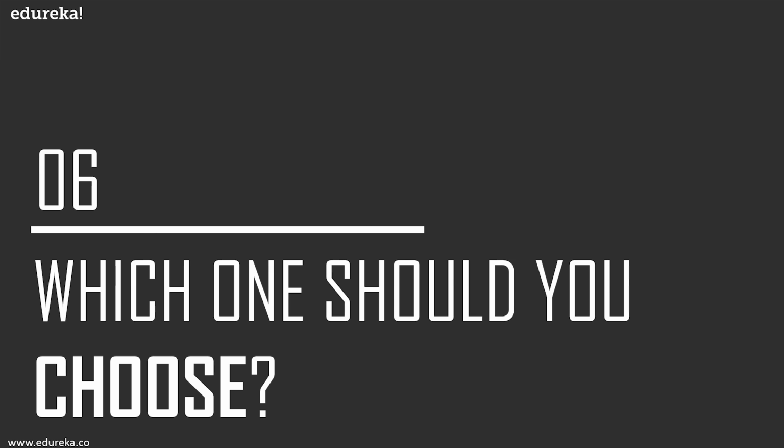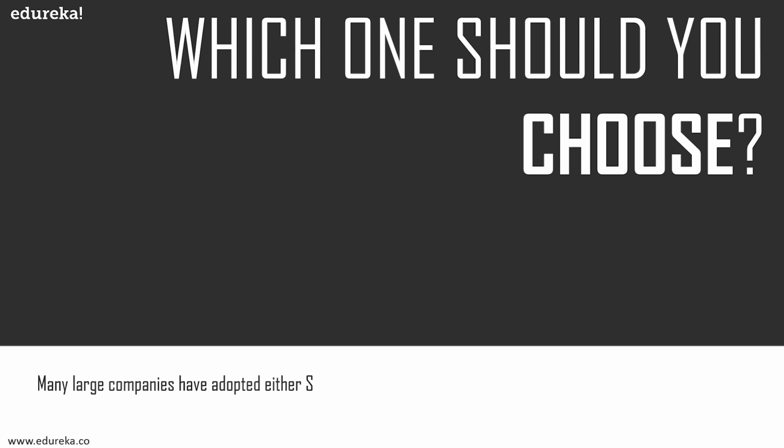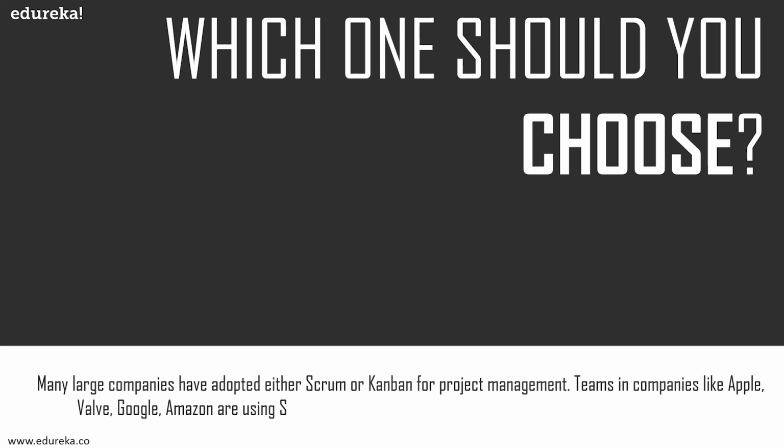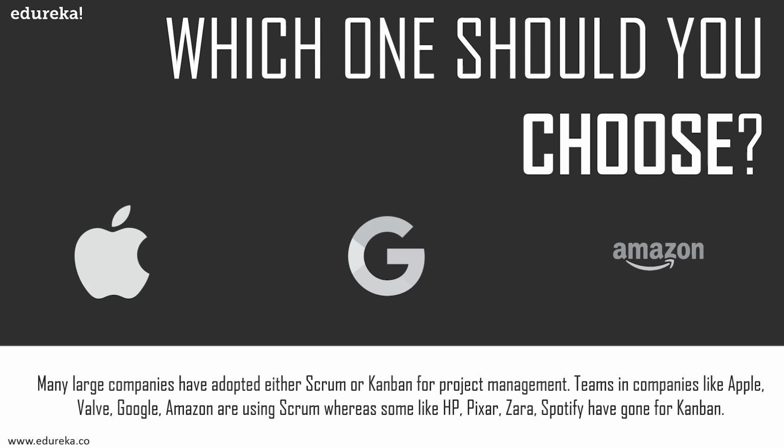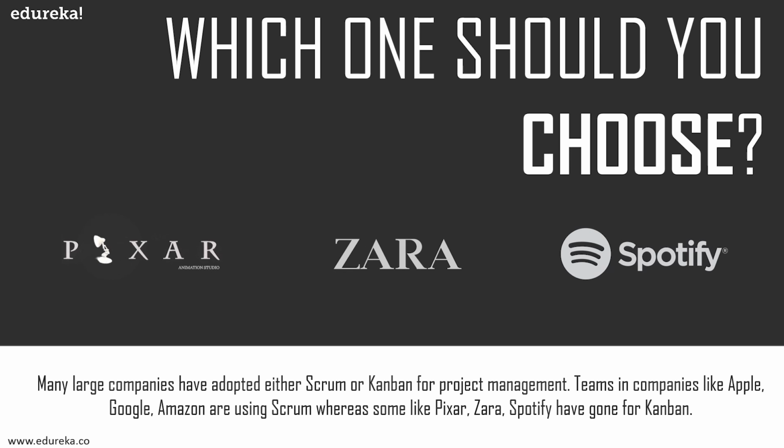Now, let's discuss which one should you choose. Before you reach a conclusion, let me tell you that many large companies have adopted either Scrum or Kanban for project management. Teams in companies like Apple, Google, Amazon are using Scrum, whereas some teams like Pixar, Zara, and Spotify have gone for Kanban.